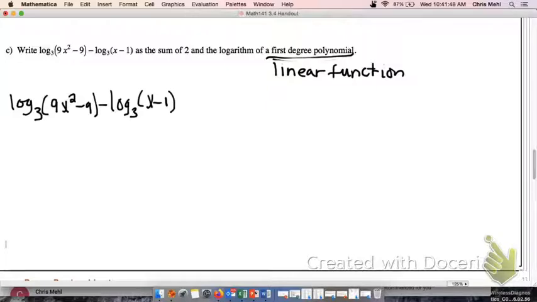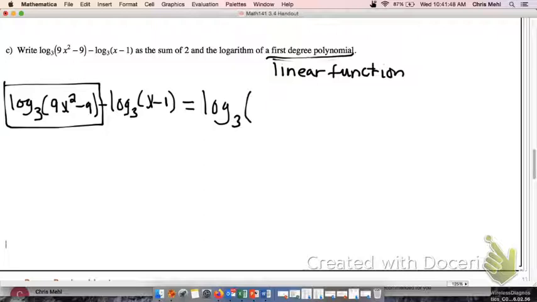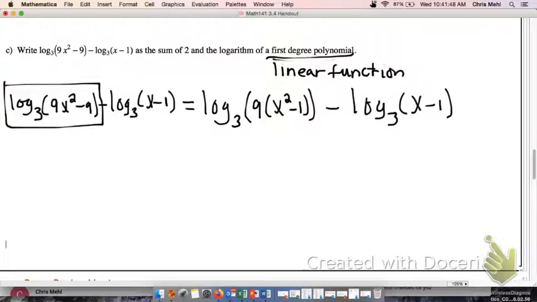And let's deal with the first logarithm first. So what I'm going to do is, notice 9x squared minus 9, you can factor out the 9 and be left with x squared minus 1, and then I still have the minus log base 3 of x minus 1. And then in the next step, the first logarithm, there is a product. You can think of 9 as the M, and you can think of x squared minus 1 as the capital N.